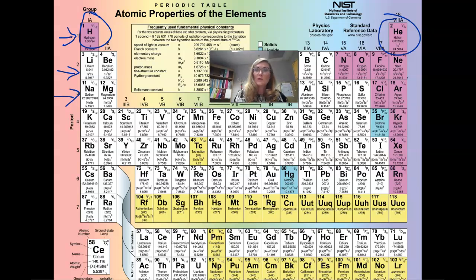Row 3 will have 3 energy levels around the nucleus. And I think that you probably have picked up now on what's going on. Row 4 has 4 energy levels, row 5 has 5, row 6 has 6, and row 7 has 7.